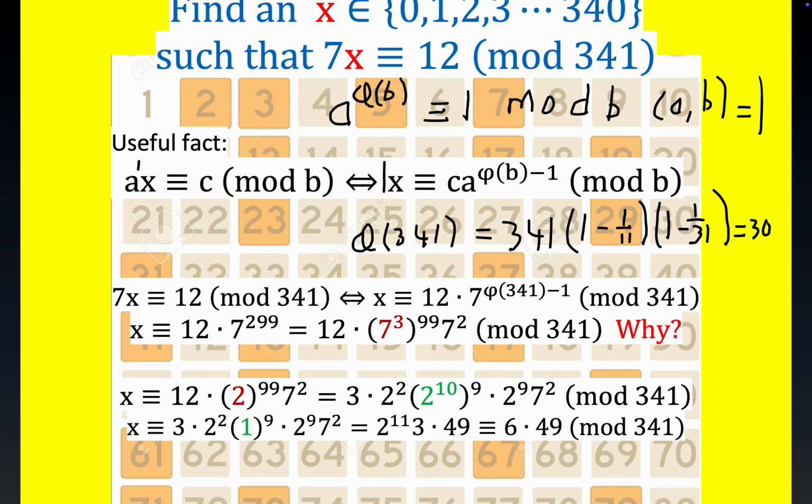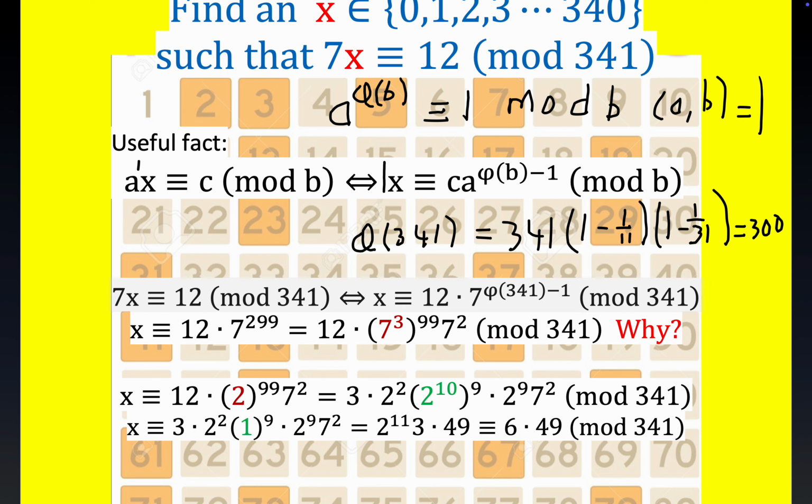And it's not hard to see, folks, because, again, 11 times 31 is 341. 1 minus 1 over 11 is 10 over 11. 1 minus 1 over 31 is 30 over 31. And 30 times 10 is 300. The 11 times 31 is 341, right?